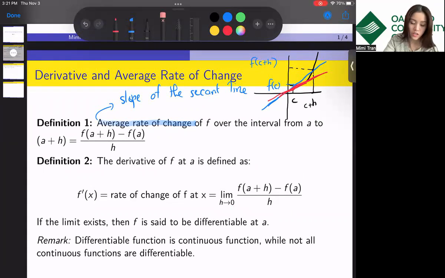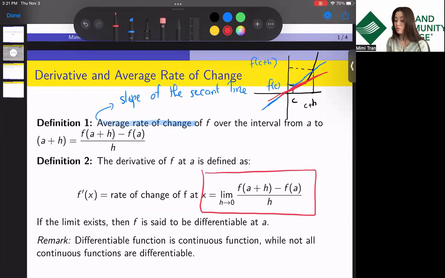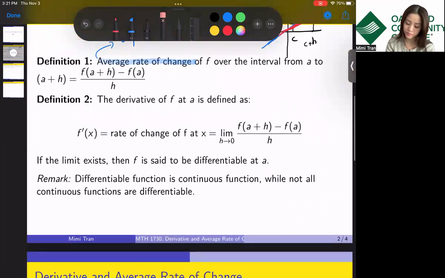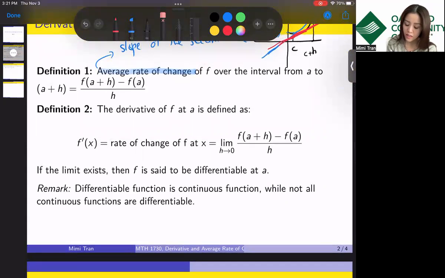Right, so this is the definition of the derivative. I don't think you have to memorize this. Most professors, if they want you to evaluate a derivative using the definition, will give you the formula. All you have to do is just plug in the values. Right? So let's take a look at a problem here. If the limit exists, then f is said to be differentiable at a. Now, differentiable means continuous everywhere, but it's not the other way around, right? Not all continuous functions are differentiable.